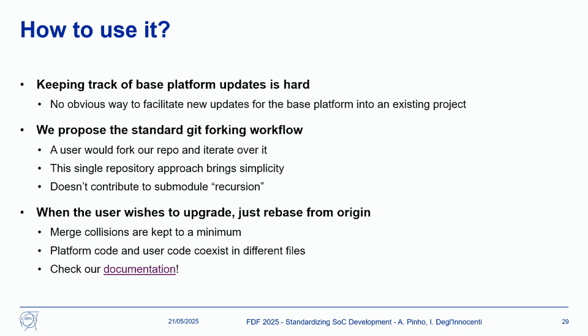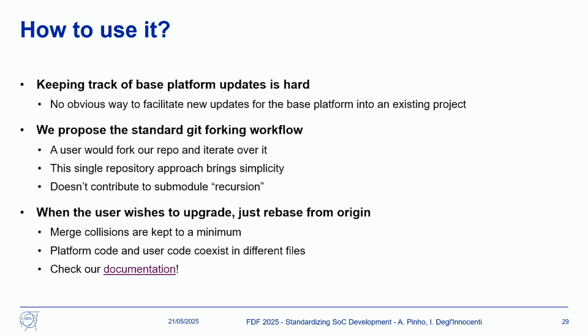Keeping track of a platform and implementing over it is normally very hard in any kind of project. So what we propose is a standard Git forking solution. If you want to use DIoT or our build system, you just fork our repo and work over it. This again brings simplicity and doesn't increase the recursion of your project.